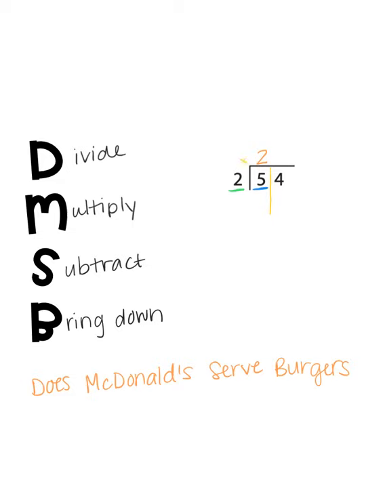Next, I need to multiply. So I'm going to multiply 2 times 2, which is 4. And that's my multiply step. Then I'm going to subtract. I know that 5 minus 4 is 1. And the next thing I need to do is bring down the next number.